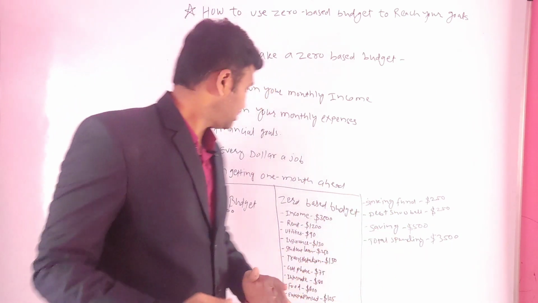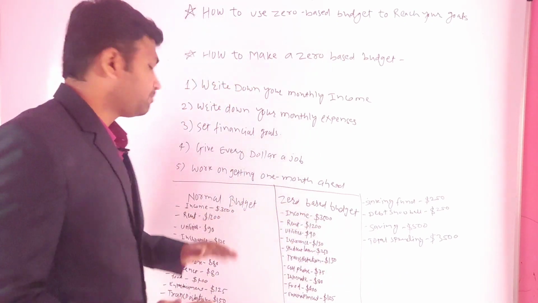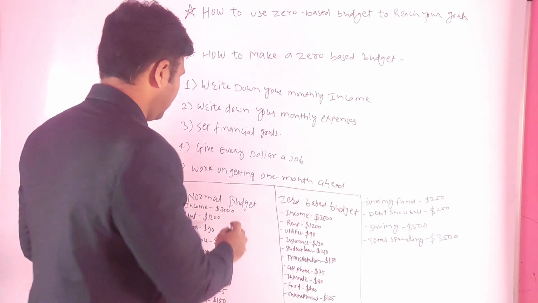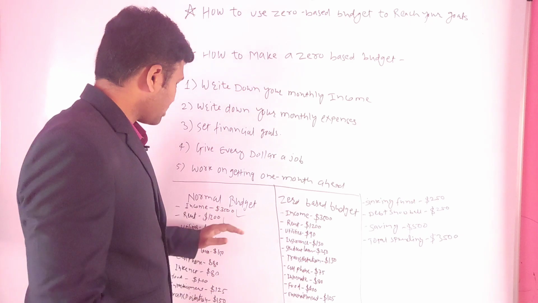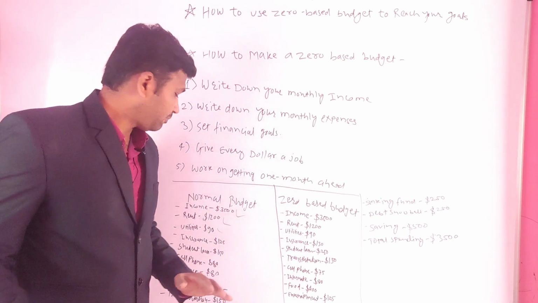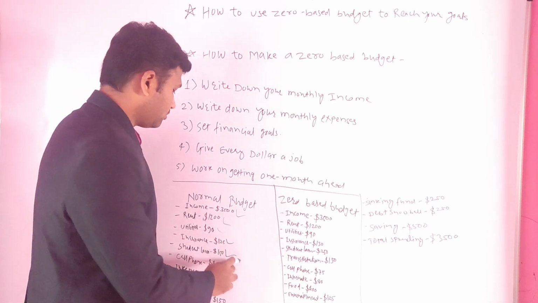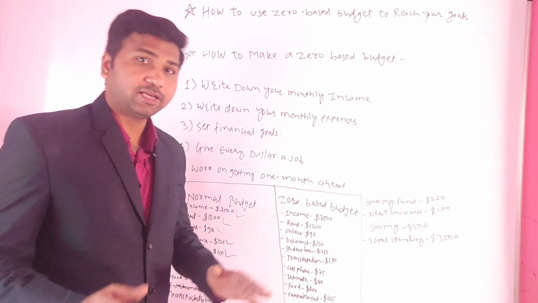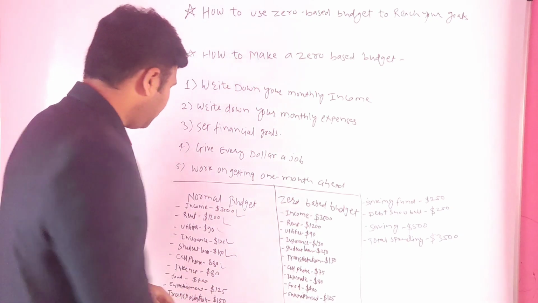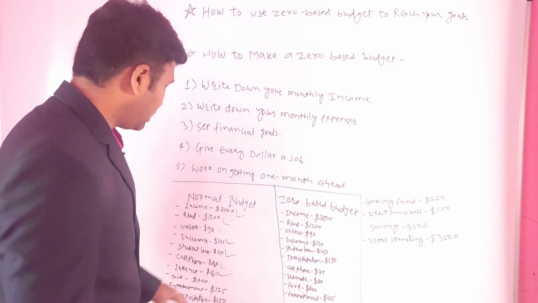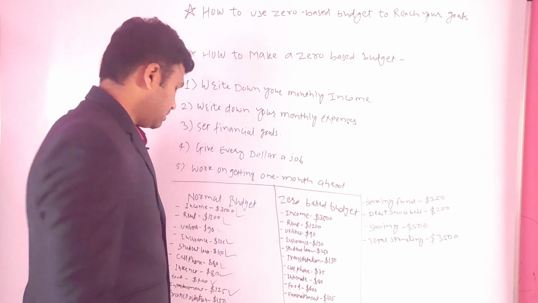Now let's take an example, the normal budget versus the zero budget. In the normal budget, if your income is 3,500, then on rent you spend 1,200, on utilities you spend 90, and on insurance you spend 125. Student loan is 150. This is the monthly expenses I figured out. Then cell phone you spend $80, internet 80, food expenses 400, and entertainment 125.